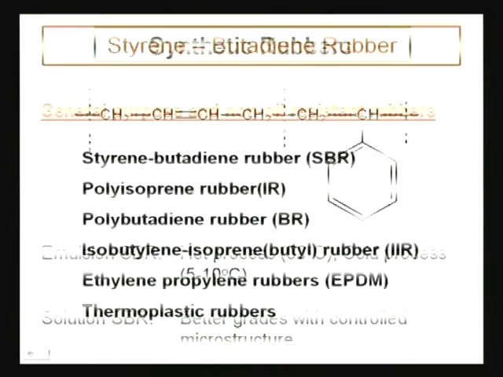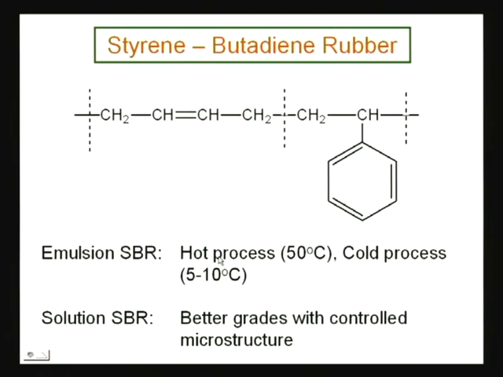This is the basic formula of the styrene-butadiene rubber, and this is synthesized by emulsion polymerization or solution polymerization. By emulsion polymerization, there are mostly two processes followed today.